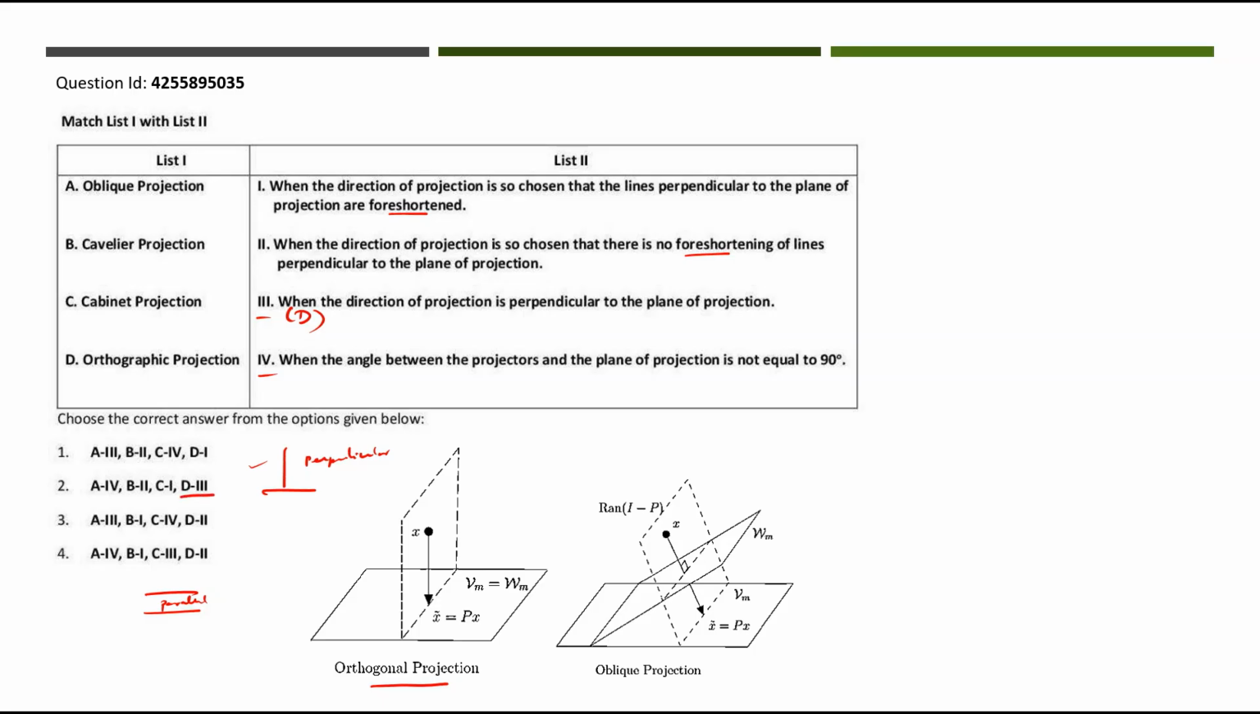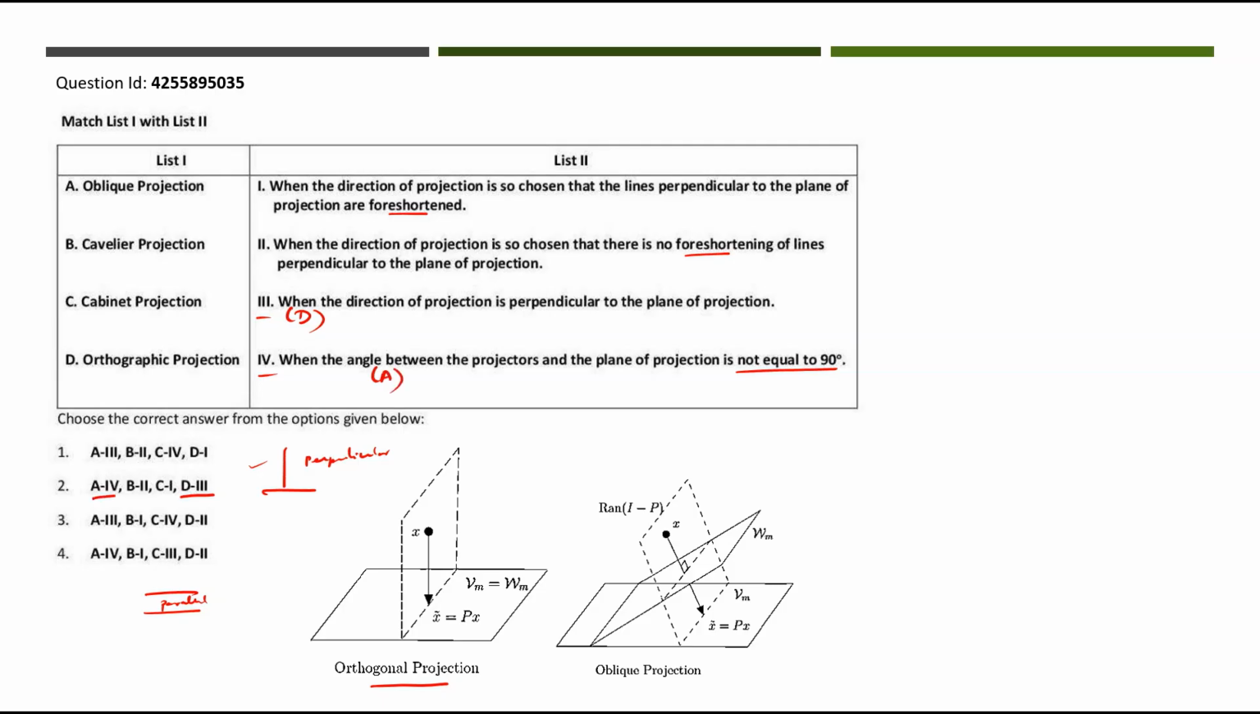What about oblique projection? When the angle between projectors and the plane of projection is not equal to 90 degree. When it is 90 degree, it is perpendicular. If it is not 90 degree, then that is oblique projection. So that's what you can see in the diagram here. I am not getting into the discussion of the diagram, but just to show you how it looks. So A will be mapping to 4.